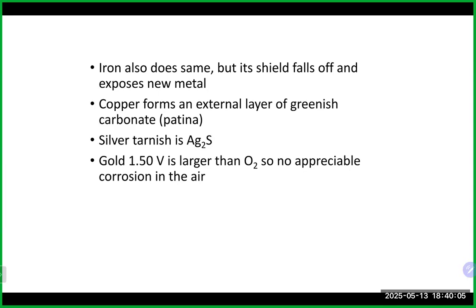Silver that tarnishes is silver sulfide. And gold, which has an SRP value of 1.5 volts, which is much larger than oxygen, doesn't go through oxidation and doesn't go through corrosion. In this situation where we have gold and oxygen, the gold is more positive than the oxygen in terms of the SRP. That means when these two hook up, it's the gold that's the cathode, and all the oxidation occurs over here on the oxygen. So gold does not go through really too much corrosion.